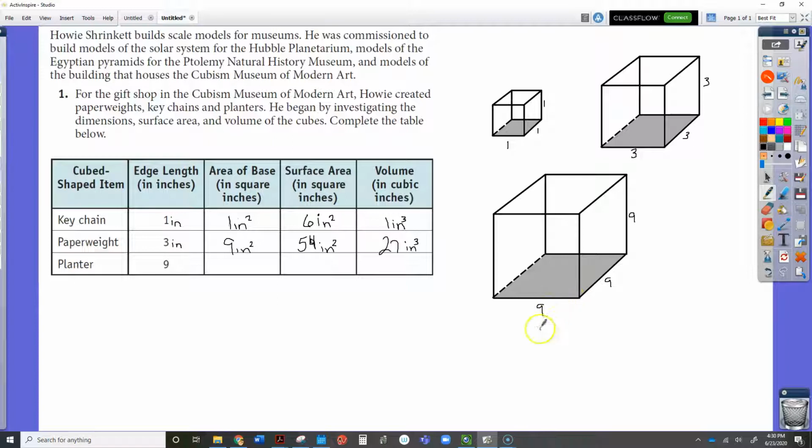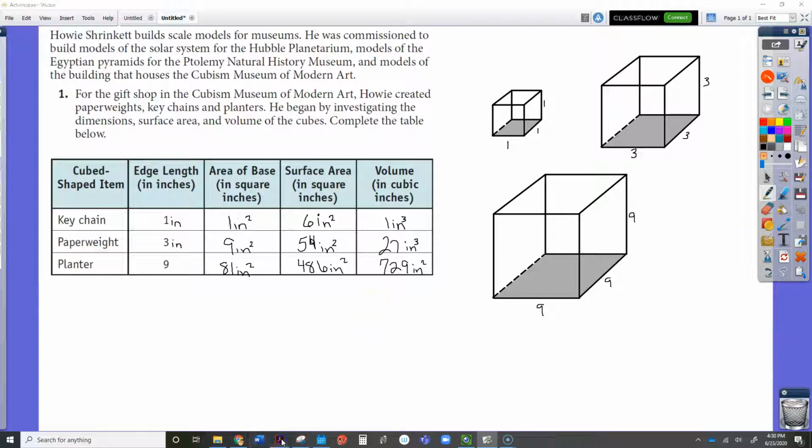And then the last one is 9. So the edge is 9 inches. So the area, 9 times 9 is 81. That's the area of the base. And then we have 6 of those. So 81 times 6 is 486 inches squared. And then 9 times 9 times 9 is 729. Okay, so we've got that filled in.